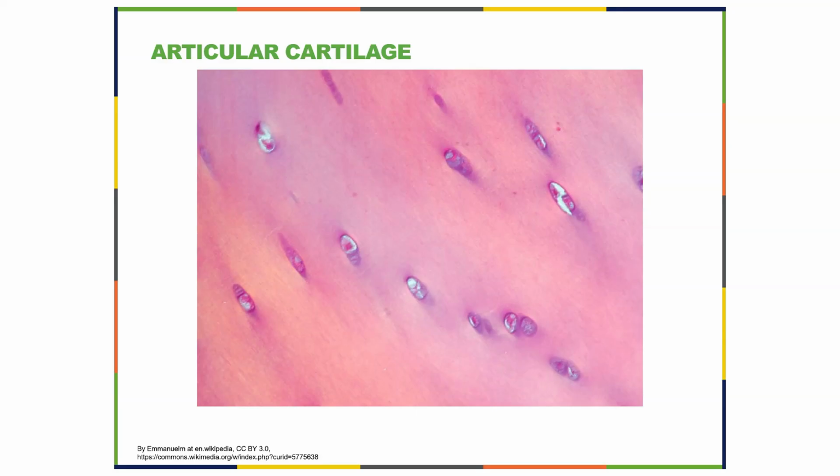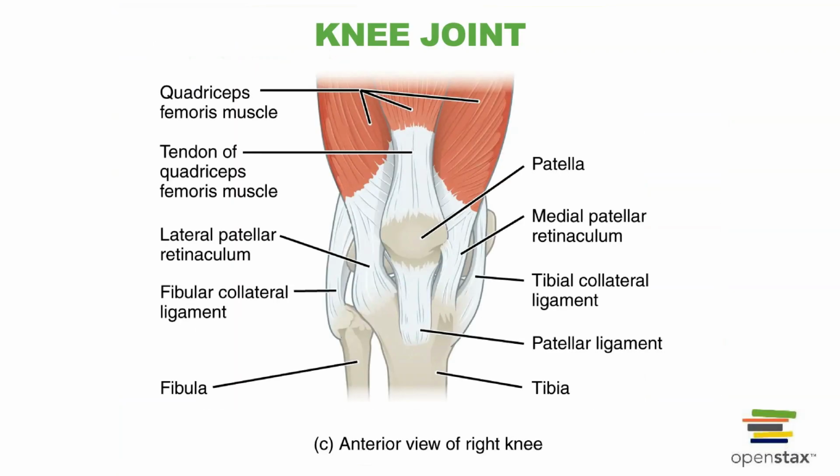The unique structure of articular cartilage combined with synovial fluid creates an incredibly efficient system that allows for years of repeated movement with minimal wear. Supporting these primary components are ligaments and tendons, each with their own specialized functions.